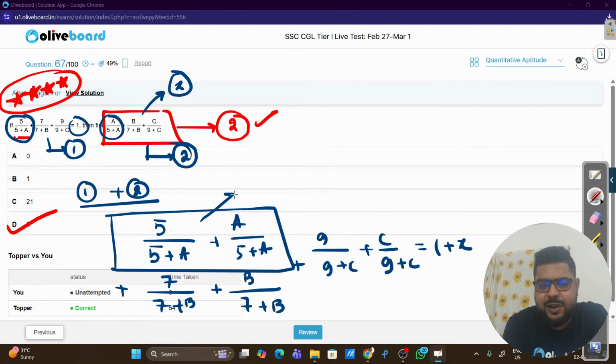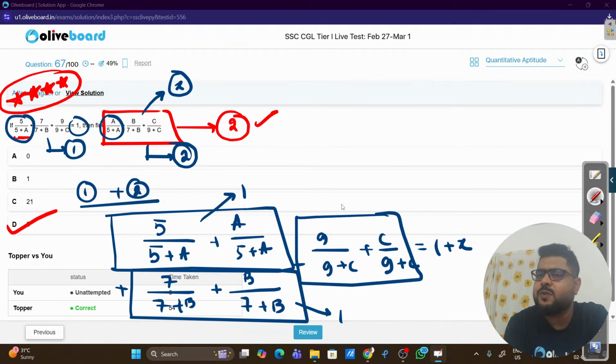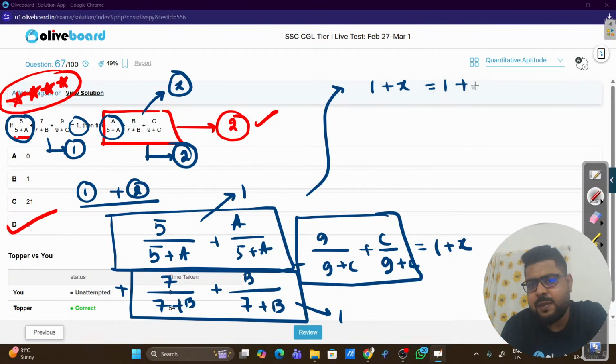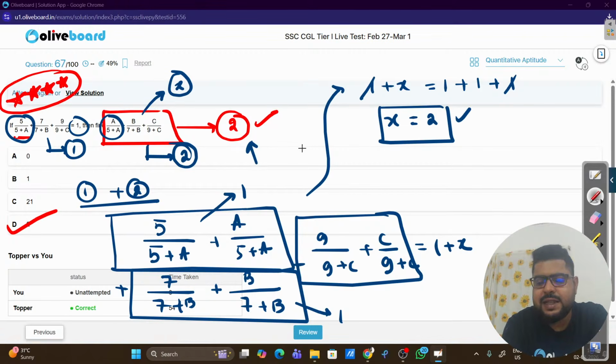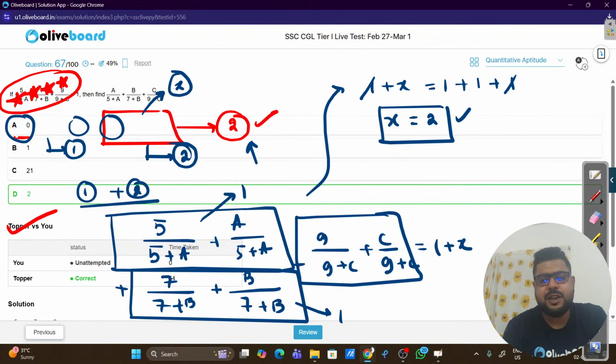Now if you take these two as a pair, 5 plus A, this is equal to 1. Similarly, this pair is equal to 1. Similarly, this pair is equal to 1. So ultimately, 1 plus x is equal to 1 plus 1 plus 1. Done. So x equals 2. That is what we needed. Clear, everyone? Very, very interesting stuff. I myself have seen this question after a long time.